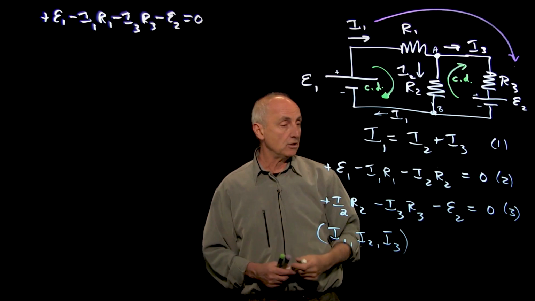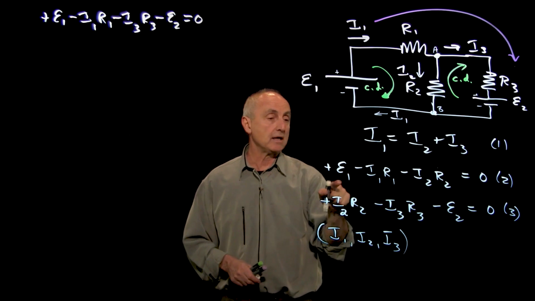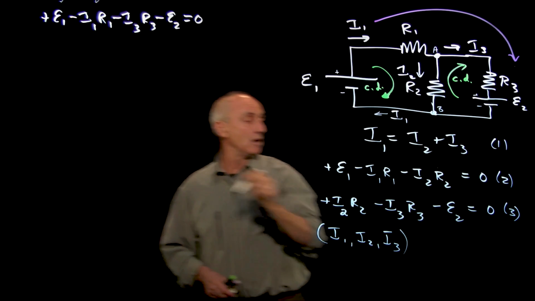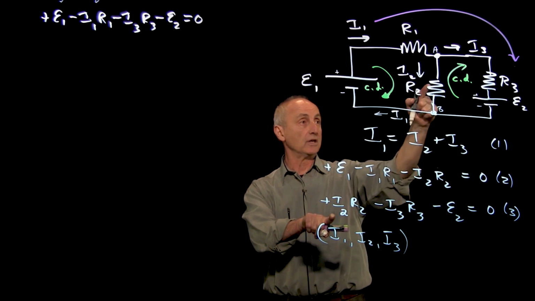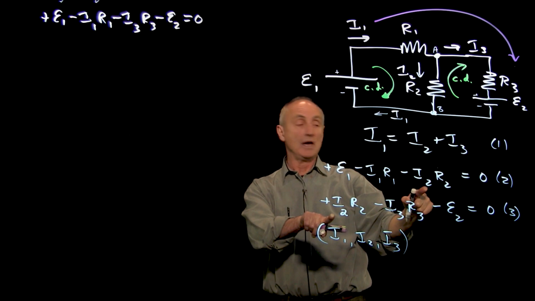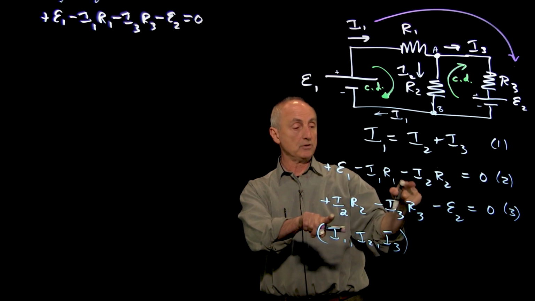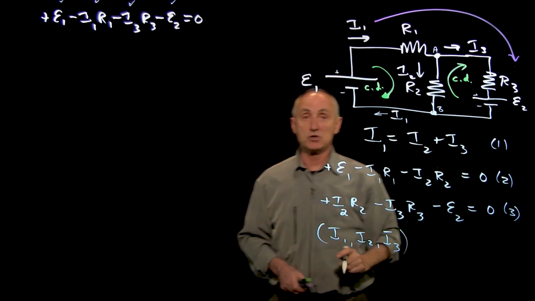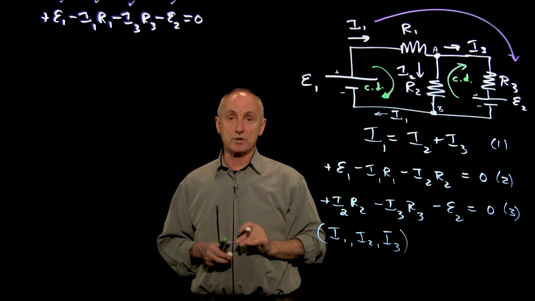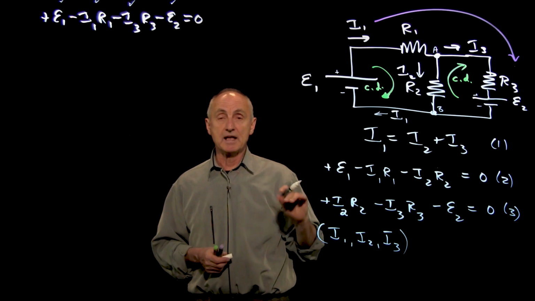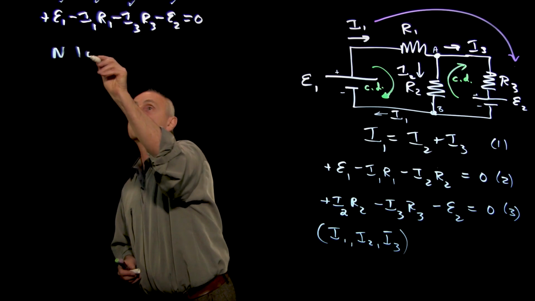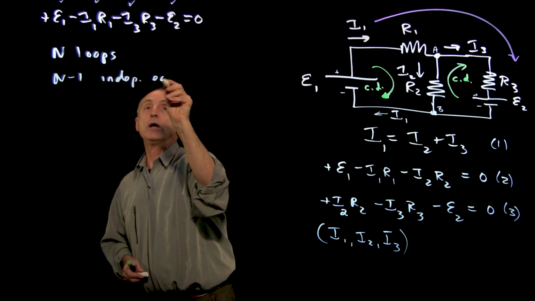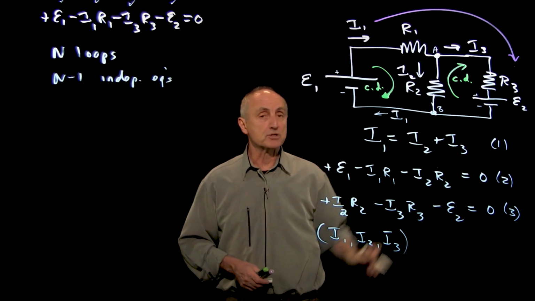Now let's just add equations 2 and 3. And what do we get? We get E1. We get minus I1 R1. Here's where we're canceling the inner two pieces, and so if you add these two equations together, they cancel. We get the minus I3 R3, and we get the minus E2. And that shows our second important idea about circuits, that if we have n loops, then there are only n minus 1 independent equations in this type of topology.